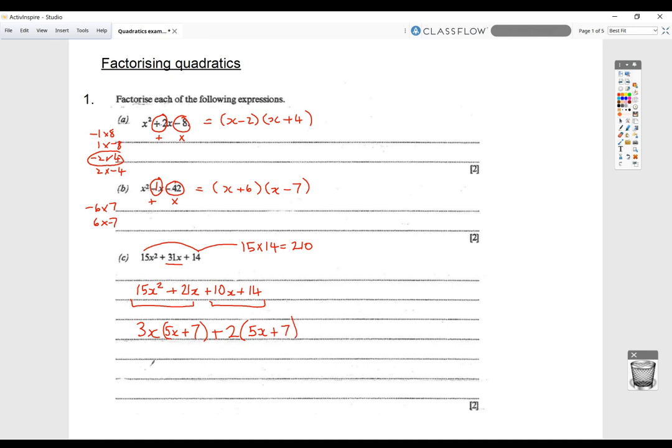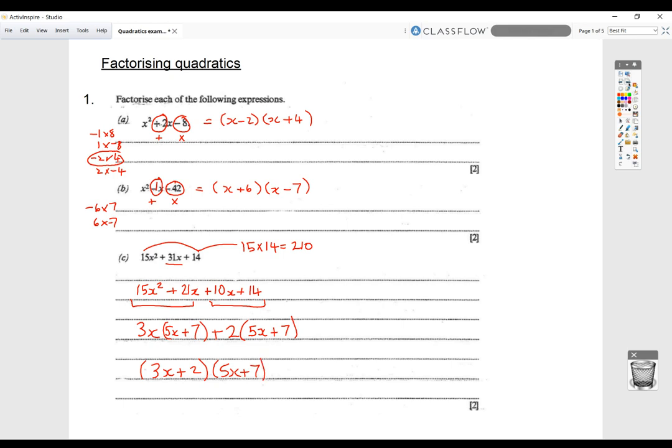Now, the 5x plus 7 is obviously going to be one of our brackets, and the numbers in front of each of those brackets, the 3x and the 2, make the other bracket. So we have 3x plus 2, 5x plus 7. And there's our quadratic factorized.